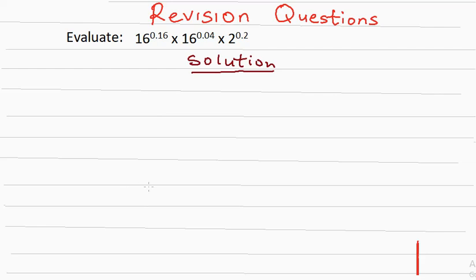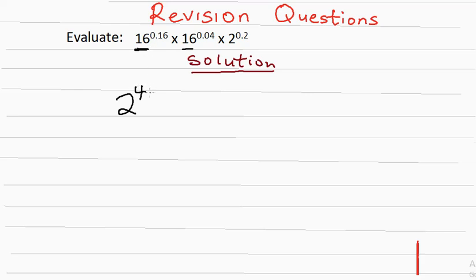So what I have to do is express 16, this base, in an index form with the lowest base. The lowest base I will get out of 16 is 2. Of course, 16 is 2 raised to the power 4.